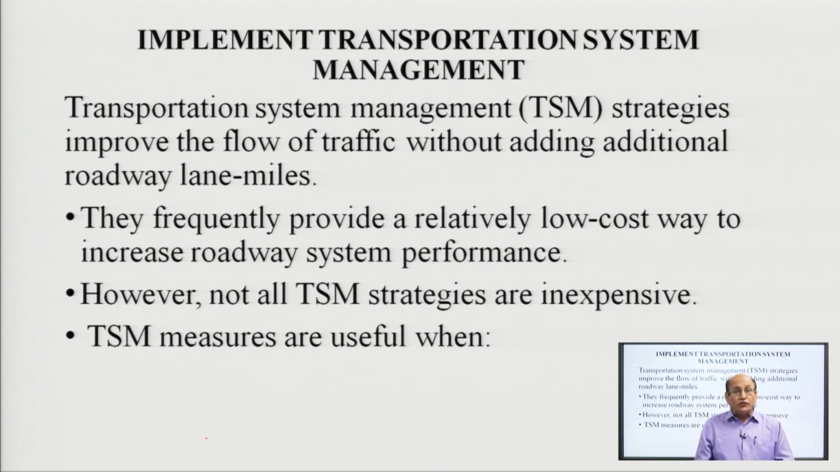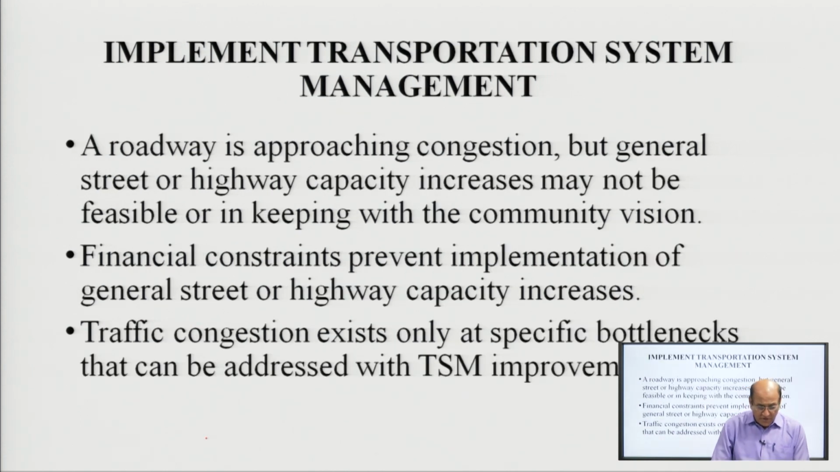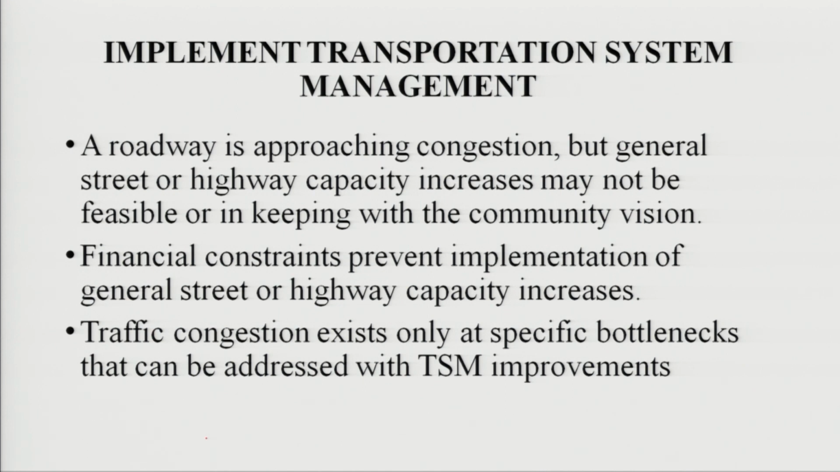TSM measures are useful when a roadway is approaching congestion, but general street or highway capacity increases may not be feasible or in keeping with the community vision. Financial constraint prevents implementation of general street or highway capacity increases. The traffic congestion exists only at a specific bottleneck that can be addressed with TSM improvement.